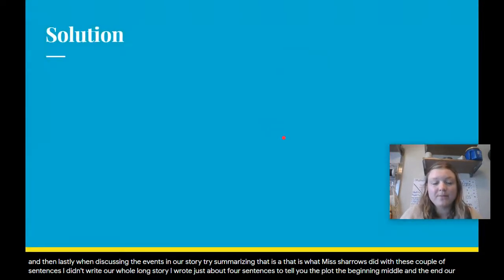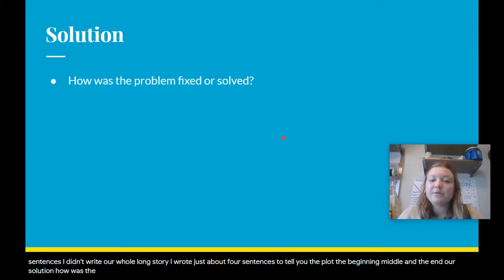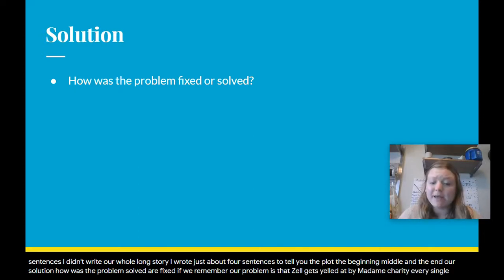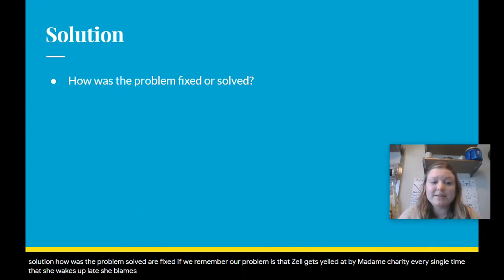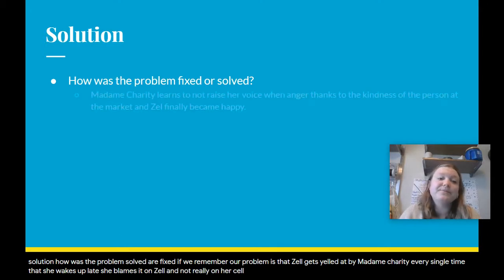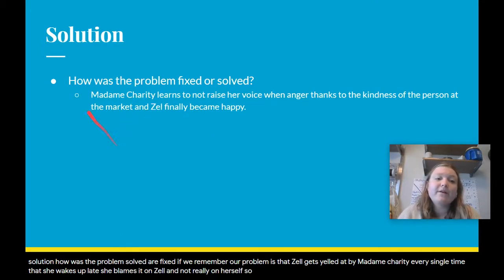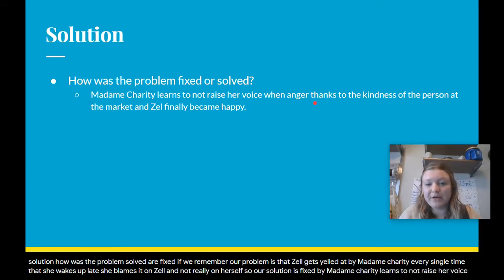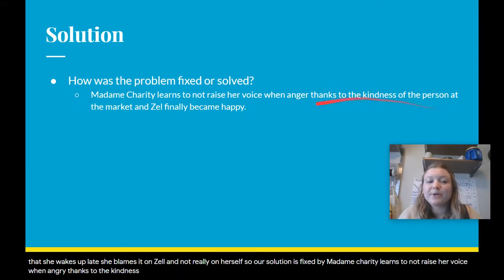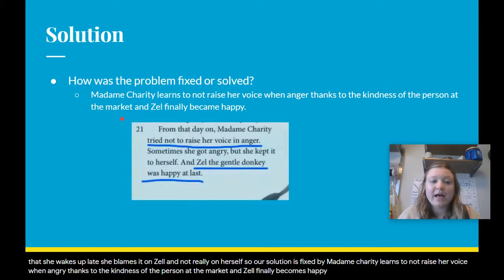Our solution. How was the problem solved or fixed? If we remember, our problem is that Zell gets yelled at by Madame Charity every single time that she wakes up late. She blames it on Zell and not really on herself. So our solution is fixed by Madame Charity learns to not raise her voice when angry, thanks to the kindness of the person at the market. And Zell finally becomes happy. So how do we know this?